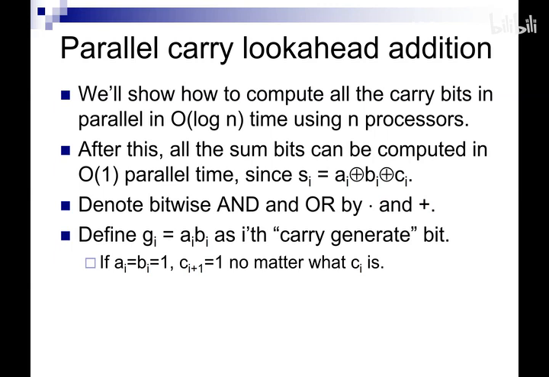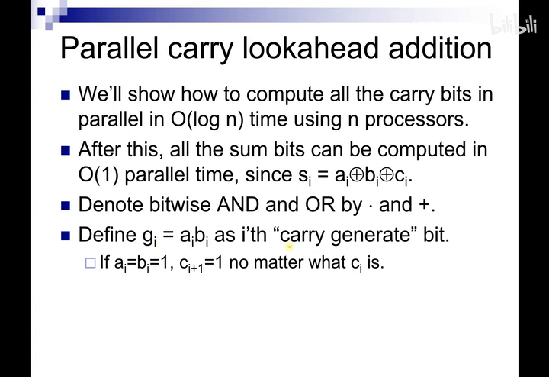The first variable is, for the ith bit, we're going to define g sub i. This is going to be called the ith carry generate bit. The reason it's called the carry generate is that g of i is equal to a of i times b of i. That means that if both ai and bi are 1, then gi is going to be 1.